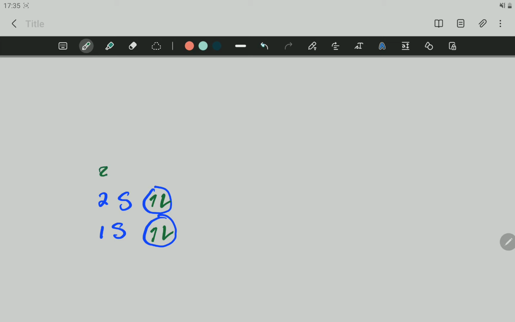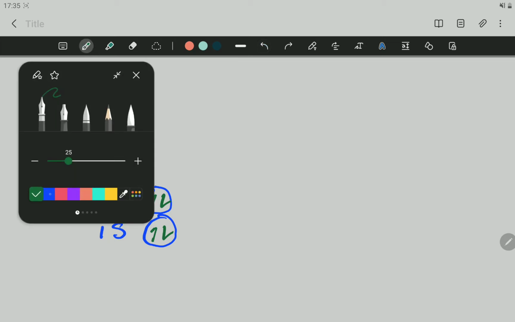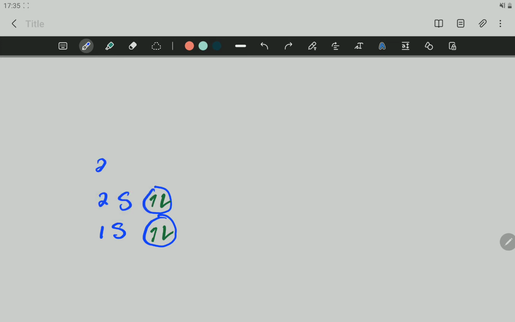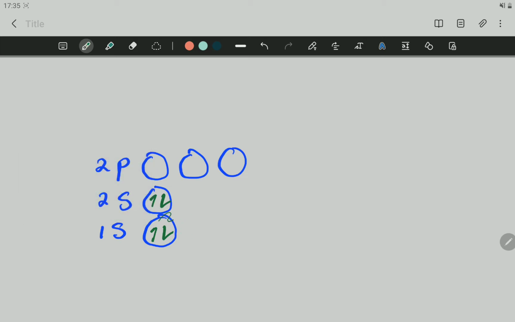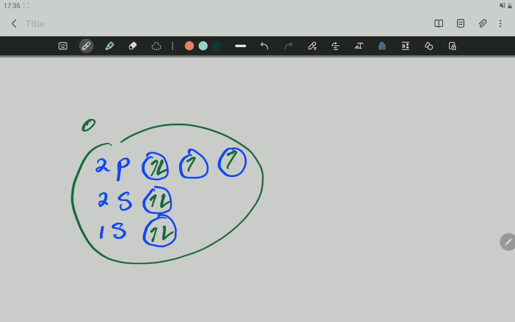So it's 2p now. It is a 2p with 3 circles, and in each circle you can draw up to 2 electrons. We still have 4 left. So we place 1, 2, 3, then we go back and place 4. So this is the box diagram for oxygen.